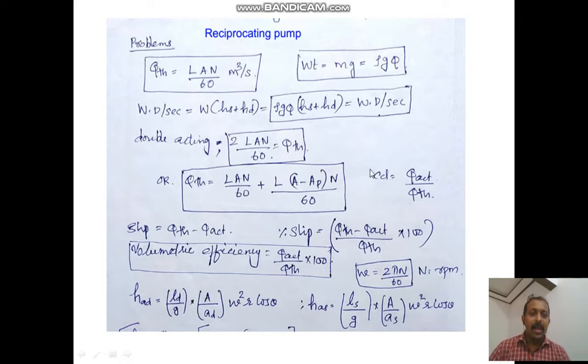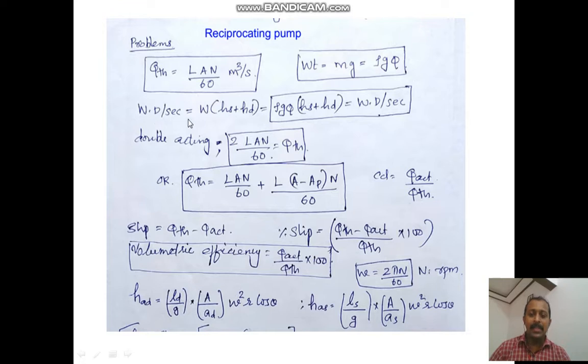Next is the coefficient of discharge. It is the ratio between Q actual and Q theoretical, whereas the difference is the slip. That is, slip is equal to Q theoretical minus Q actual, and percentage of slip is Q theoretical minus Q actual divided by Q theoretical into 100, and volumetric efficiency is Q actual by Q theoretical into 100.